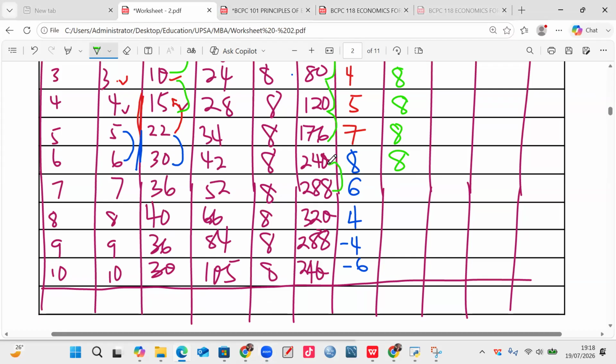288 minus 240 divided by 36 minus 30. What do we have? 8. Then 320 minus 288 divided by 40 minus 36.